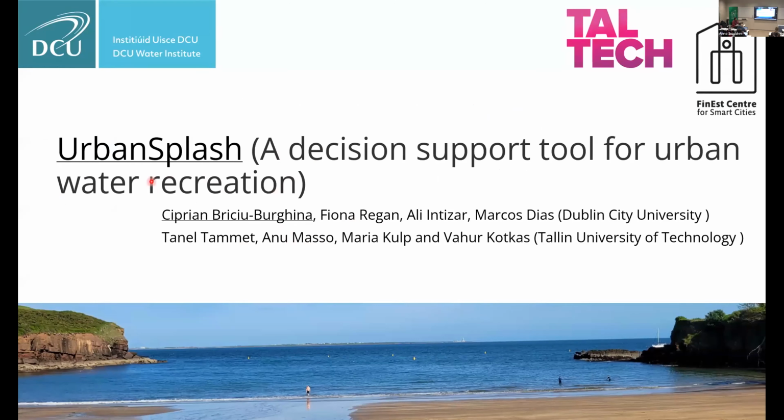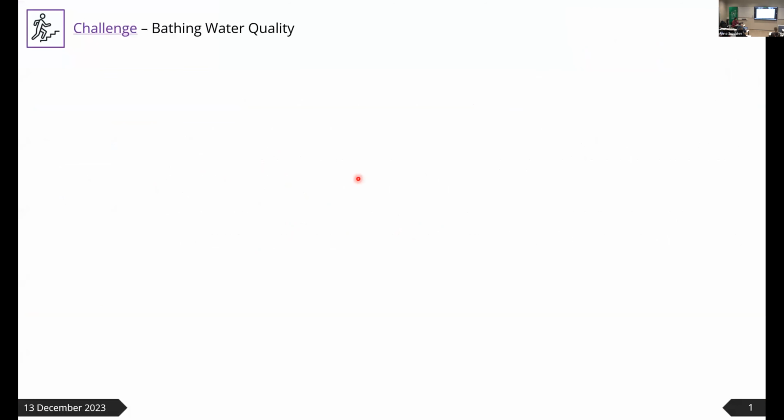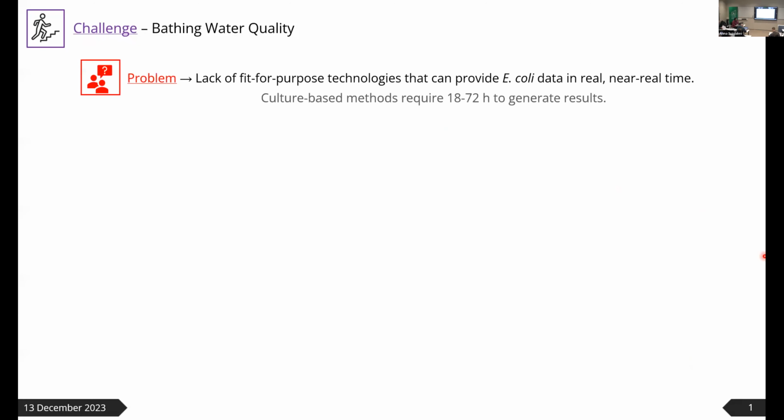Brilliant. Lovely to meet you. My name is Cyprian. And today I would like to talk about UrbanSplash, which is a decision support tool for urban water recreation. Before I go into the solution, just want to touch a bit on the challenge. So this addresses the bathing water quality challenge. However, we identified some key problems that we really want to address in this start. And that is the fact that there is no fit for purpose technology that can provide microbiological water quality data in a timeframe that enables rapid decision making and risk mitigation.